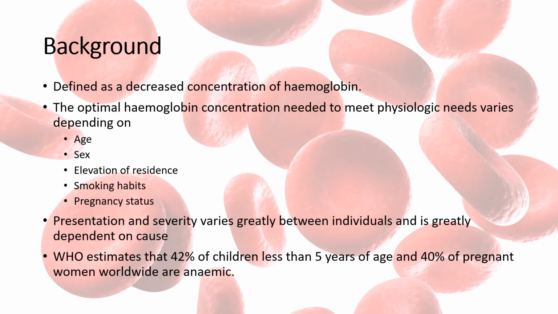Anemia is defined as a decreased concentration of hemoglobin. However, the exact number can be very variable depending on age, sex, elevation of residence, smoking habits, and pregnancy status. In conjunction with this, how patients will actually present is also highly variable. Finally, it's extremely common, with the World Health Organization estimating that around 42% of children less than 5 years of age and 40% of pregnant women worldwide are anemic.